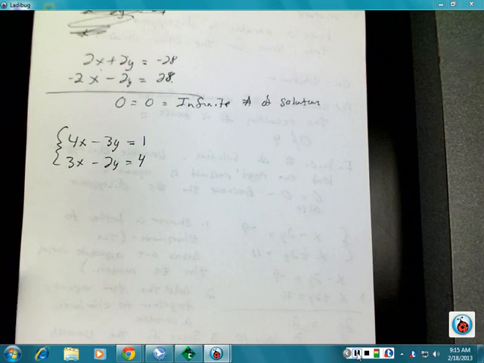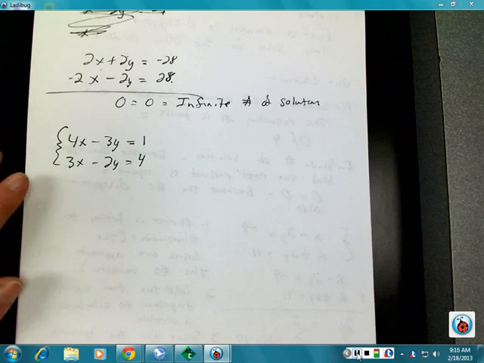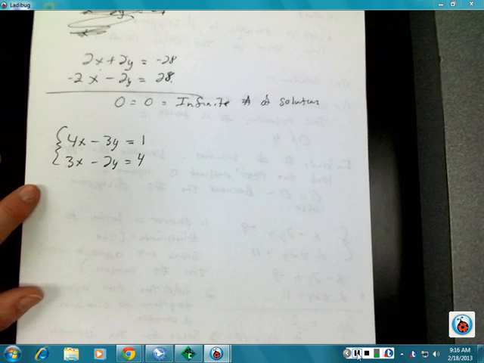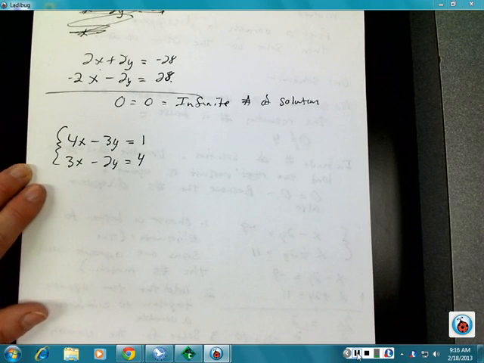So what I'm going to do is I'm going to pick a letter. Which one you want, x's or y's? It really doesn't make a difference of which one you pick. But once you decide on one, you want to make sure that your goal is to make it disappear.